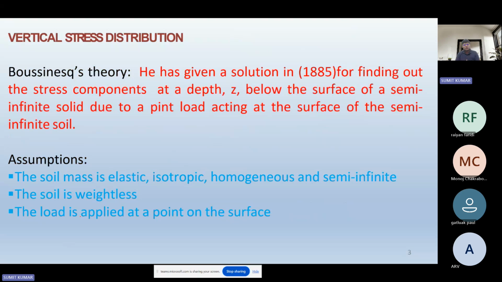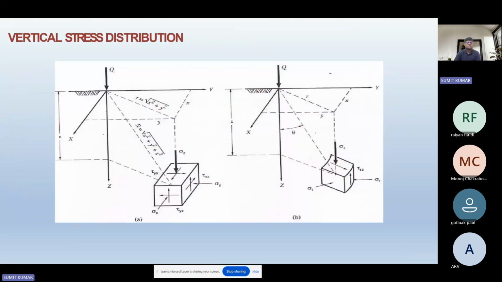So the external load applied, and how much stress it produces at specific cross sections, at specific points below the ground surface, becomes important. Over here, the load is applied at a point on the surface, and the stress developed due to application of that load at any point below the ground surface is calculated, right?